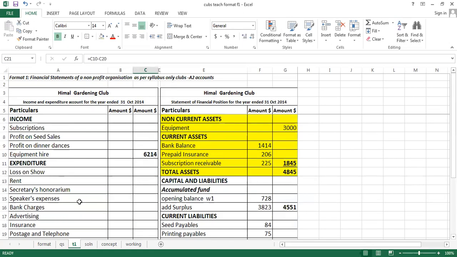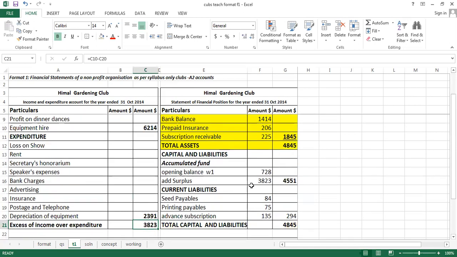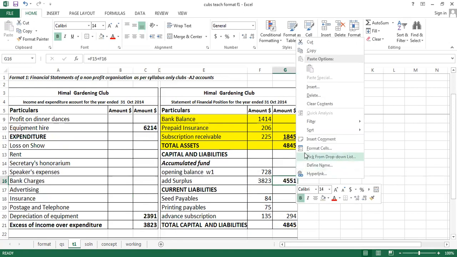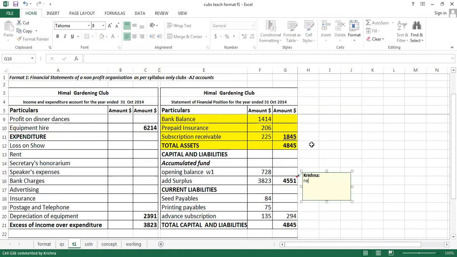How to get this, I will teach you in a while. Just assume for now that this is given. So this surplus is brought up out here. If it is a deficit, you need to subtract it, remember. So the surplus we add to the opening accumulated fund. If you add this, you get 4551. You can read this as the net accumulated fund.